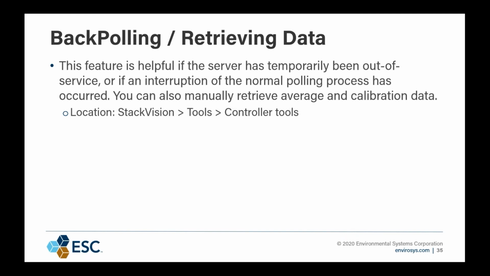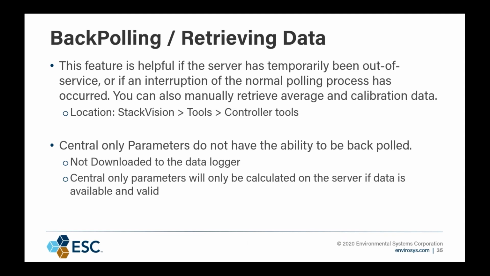So backpulling and retrieving your data, you'd be going into tools and controller tools. This is very useful if you've temporarily gone through maintenance or the services were down. You can always go in and manually backpull all of your data. Another thing to list is that central only parameters don't have the ability to be backpulled. This is because they're not downloaded to the data logger, and the central only parameters are only calculated on the server via process now. So we'll be going through that shortly.